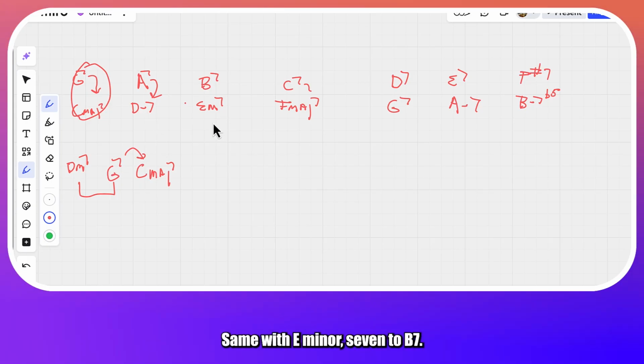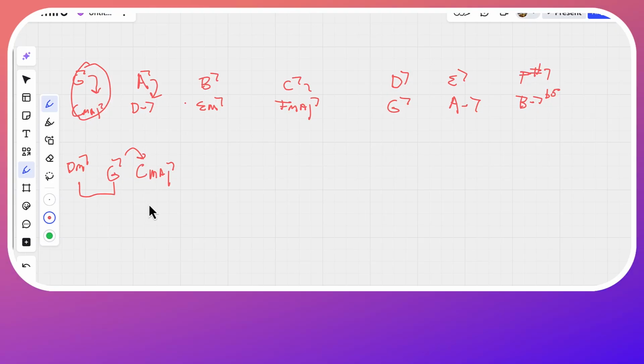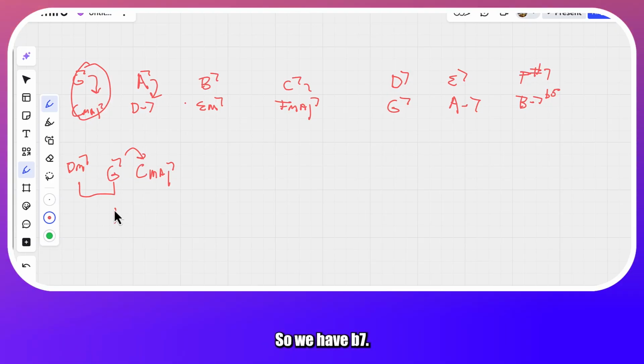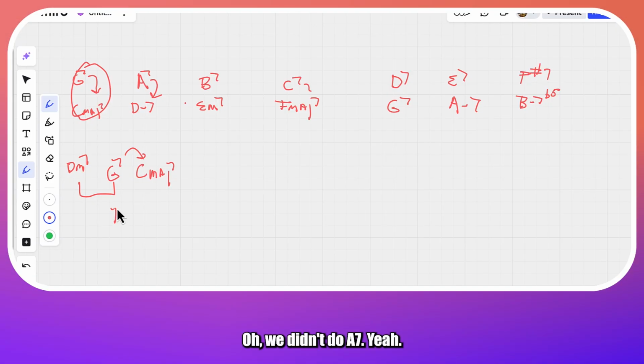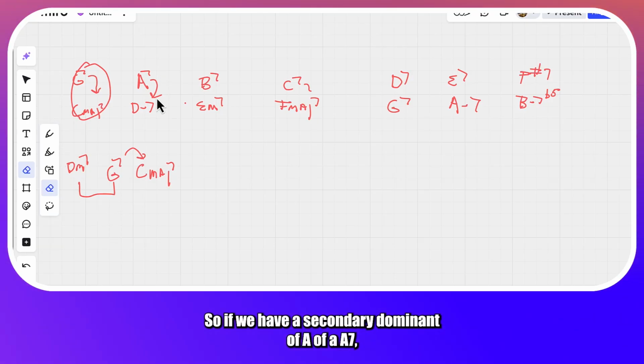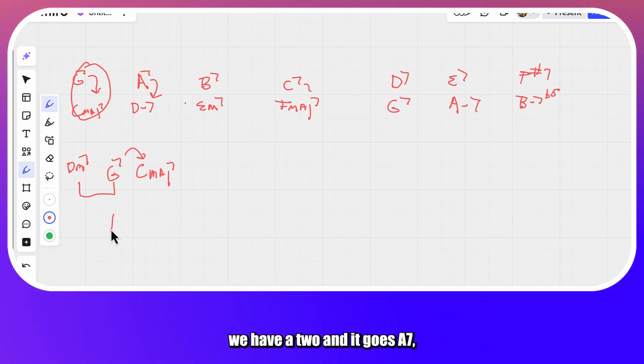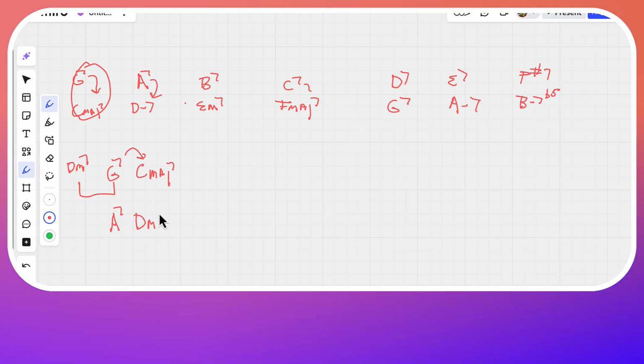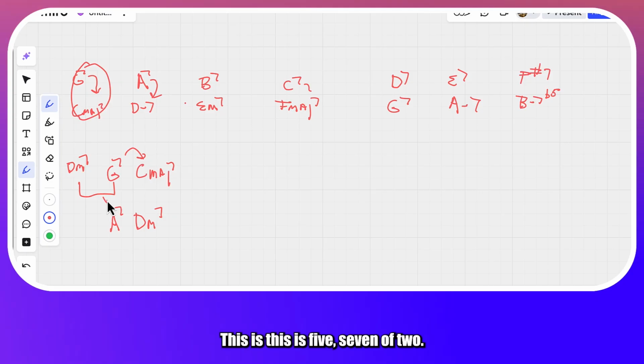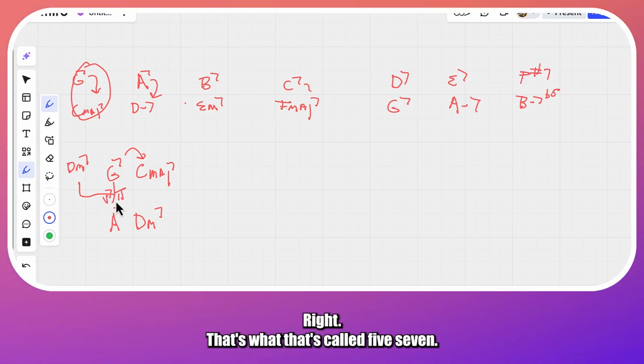Same with E minor 7 to B7. If we have a B7... Oh, we didn't do A7 yet. I'm sorry, I was getting ahead of myself. Let me erase that. So if we have a secondary dominant of A7, we have a tune that goes A7, and then it goes to D minor 7. Okay, this is 5-7 of 2. That's what that's called. It's the dominant chord in front of 2.